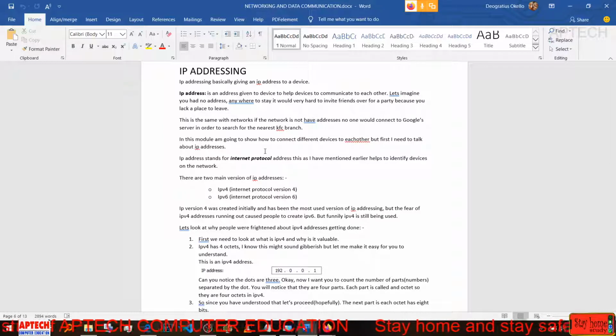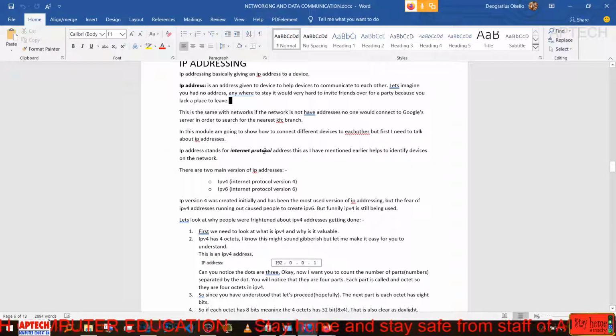Okay, IP addressing basically helps with communicating. If I want to communicate with you, obviously I have to have a name, and you also have to have a name. So an IP address acts as a name for a particular computer. There are two basic versions: IP version 4 and IP version 6. Do you remember that? Yeah.